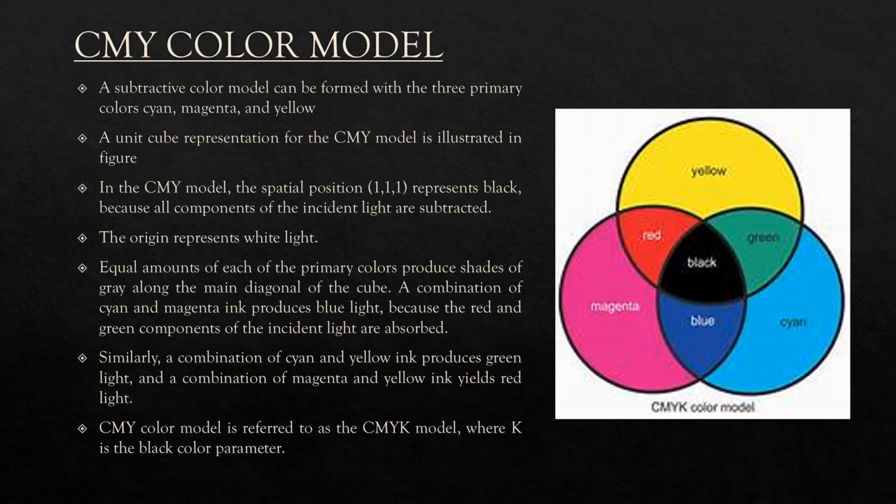A combination of cyan and magenta ink produces blue light because the red and green components of the incident light are absorbed. So this is a different model from RGB because there are different colors when compared to the previous model. Similarly, a combination of cyan and yellow ink produces green light, and a combination of magenta and yellow ink yields red light. So the CMY color model is referred to as the CMYK model, where K is a black color parameter.